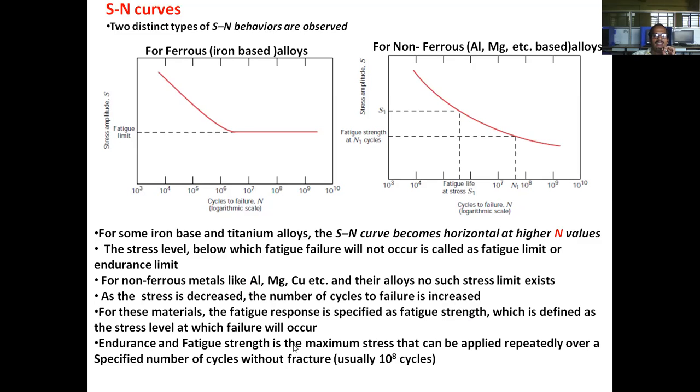So endurance limit or fatigue strength in this case is the maximum stress that can be applied repeatedly in cyclic loading over a specified number of cycles without failure. So here, for this material, the endurance limit will be this stress.